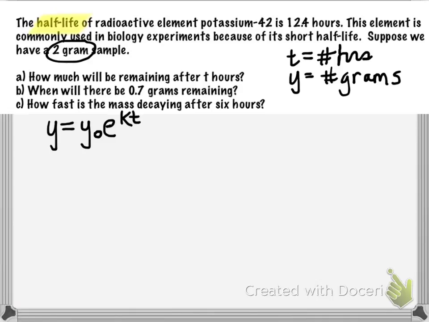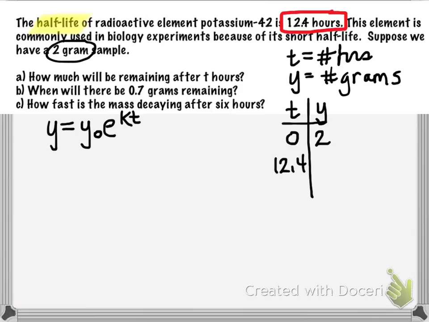And I recommend organizing the information in the problem in a table. So at time 0, how many grams of potassium do we have? The problem states we have 2. Then the only other information given to us is this amount of time, 12.4. So 12.4 is a time, and that's the half-life. Again, that's how much time it takes for our 2-gram sample to decay to half as much. So half of 2 would be 1.